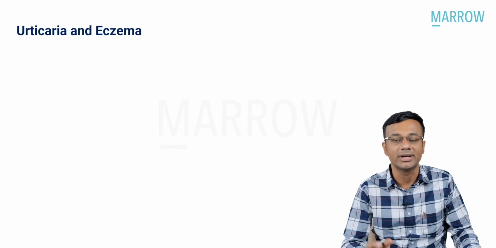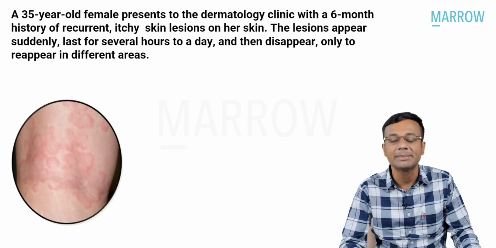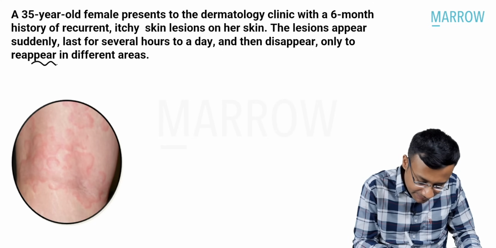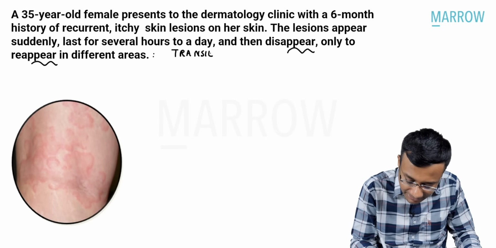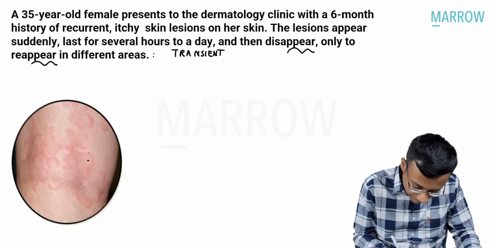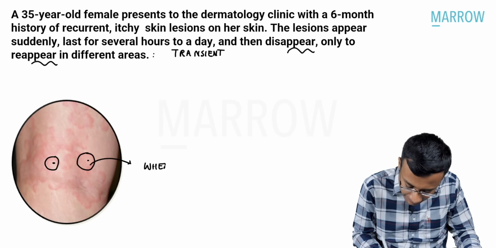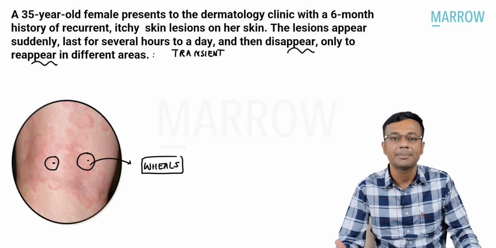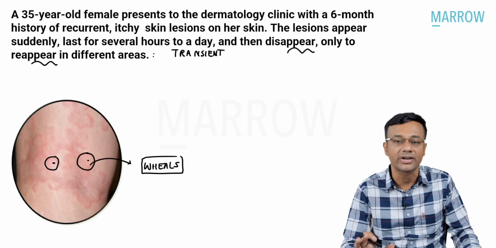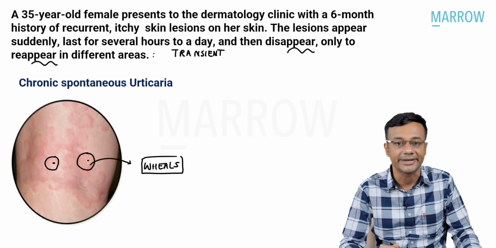We move on to the next section on urticaria and eczema. A 35-year-old female presents to the dermatologist with 6-month history of recurrent itchy skin lesions. These lesions appear suddenly, last for few hours, disappear and then reappear. That means this history is suggestive of the lesions being transient. That means they come and go. Central pallor, peripheral erythema, we're talking about wheals here. And wheals are seen in a disease called as urticaria. And if urticaria happens without any exogenous trigger, we call it as chronic spontaneous urticaria.